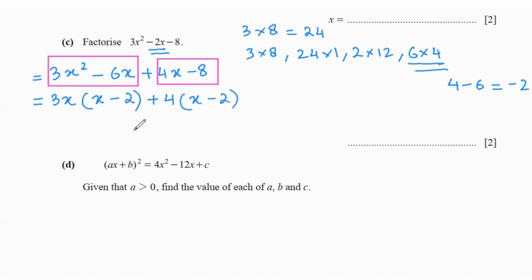Now between 3x and 4, we can clearly see that we have x minus 2 common. Hence, in the next bracket, we'll have the remaining terms, which are 3x plus 4. So this is your fully factorized answer for this quadratic equation.